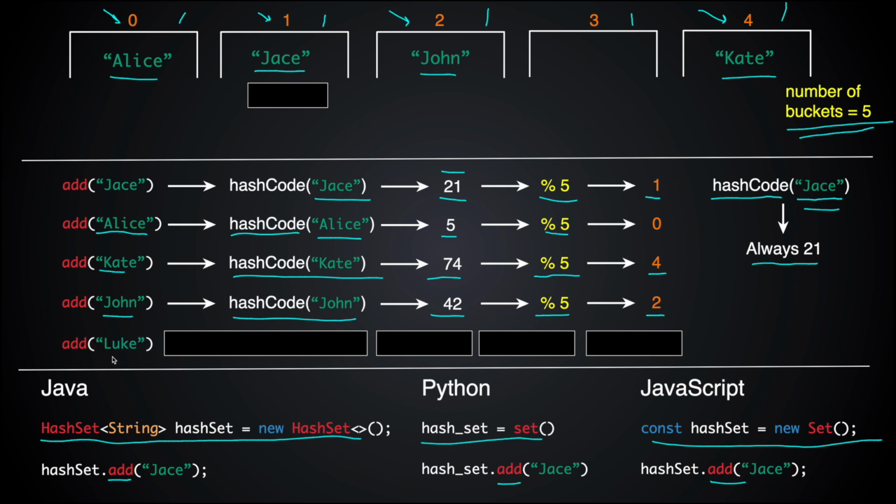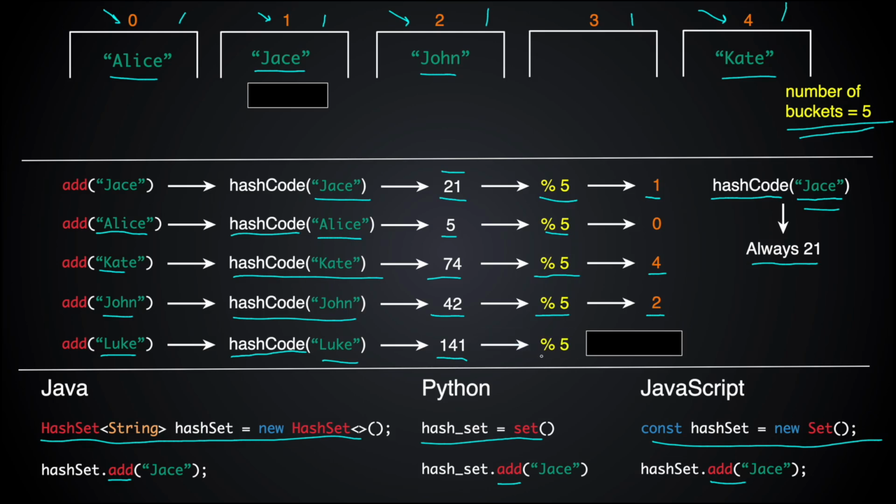And now let's put Luke into the hash set, and everything's going to be a little bit trickier this time. First we do everything the same, right? We call the hashcode on Luke, and we receive some number, for example 141. Then we take the remainder of 141 divided by 5, and we get the number 1. So we go to the bucket number 1, and oh la la, we see that there is already Jace here. What should we do now?